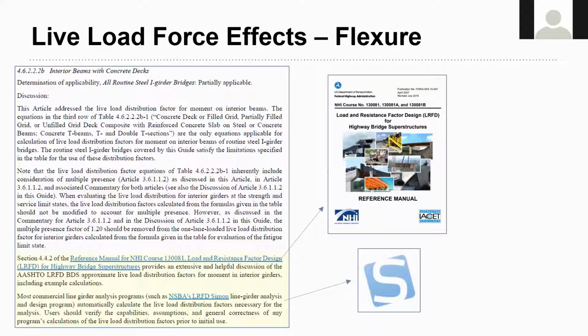What else is in here in the determination and discussion section? Well, it gives you links to really good resources that are available in the industry. Again, as I had said before, this guide really provides the roadmap and provides all the information you need that may be out there to help you with the design. So the first one is the reference manual for the NHI course, Load and Resistance Factor Design for Highway Bridge Superstructures. And this reference obviously provides a lot of good resources with regard to designing a girder bridge and pinpoints some of the calculations needed for live load distribution factor. Then again, down there at the bottom shows the NSBA LRFD simple span program, a line girder analysis software program that actually automatically calculates the live load distribution factors for interior girders.